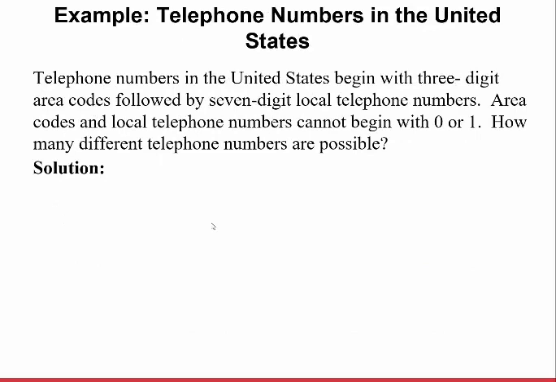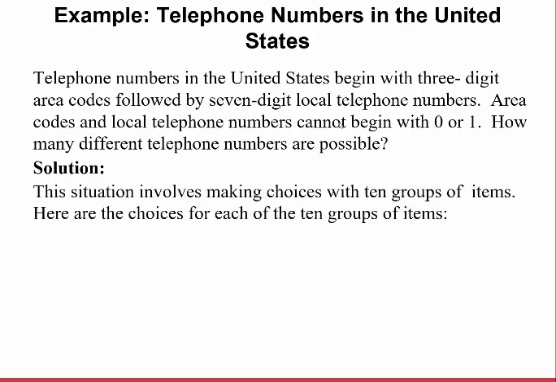All right, let's do a last one here. The telephone numbers in the United States begin with three-digit area codes, followed by seven-digit local telephone numbers. Area codes and local telephone numbers cannot begin with 0 or 1. What that means is the area code can't begin with a zero or a one, and the first digit of the seven-digit local number cannot begin with zero or one. So how many different telephone numbers are possible? Well, this situation involves making choices with 10 groups of items, because there are three-digit area codes and seven-digit local numbers. Here are the choices for each of the 10 groups of items.